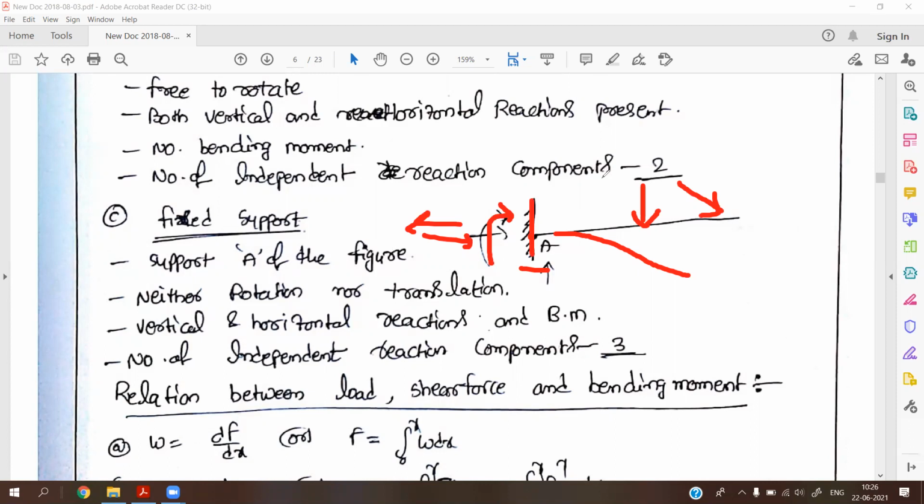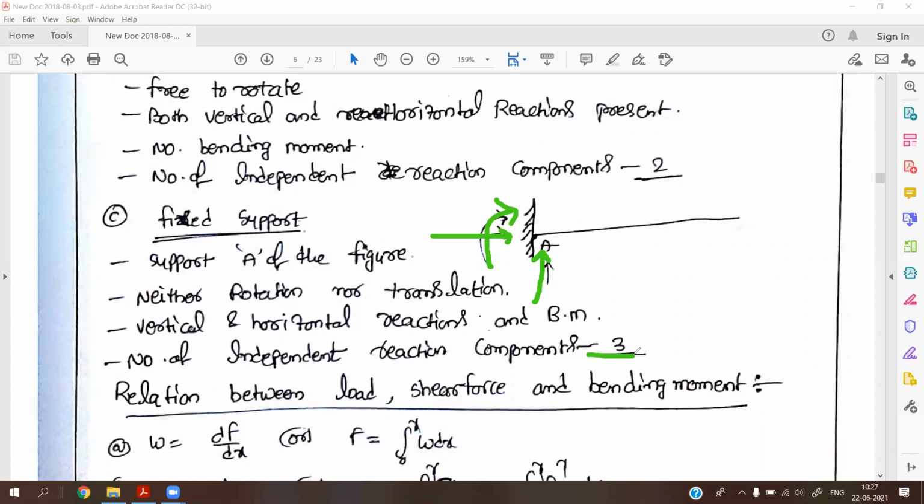Also, when any vertical load is applied on this structure, the beam does not go in the downward direction. So again it offers a vertical reaction. Therefore, finally I can say that a fixed support offers bending moment resistance, horizontal resistance and vertical resistance. So finally we have three reaction components in the fixed support.